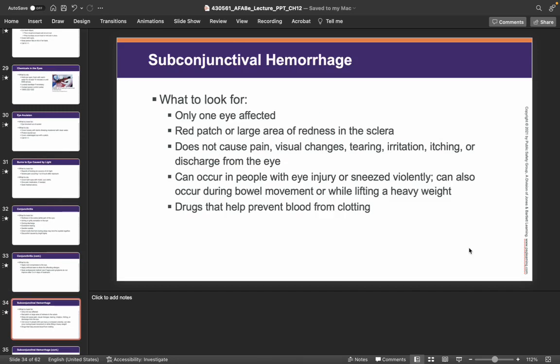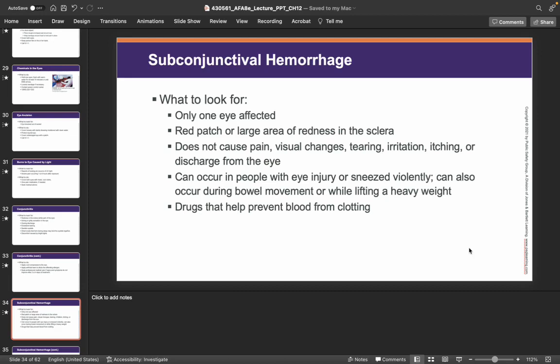So, subconjunctival hemorrhage. What that is is pressure has caused a vessel to rupture underneath that conjunctiva. Okay. So some things to look for. Only one of the eyes will be affected. It's not going to happen in both eyes. They may have a red patch or a large area of redness in the sclera. Most of the time, it's not going to cause pain or visual changes. It's really not going to be all that debilitating.